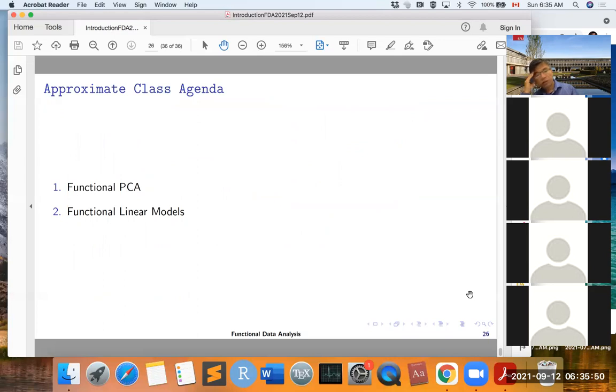For this short course, we will mainly focus on two areas. One is functional principal component analysis. The second is functional linear models. I see these as the two most important areas or tools in functional data analysis. We will cover these two topics in detail, and I will show the R code as well. So this gives you a short introduction to functional data analysis. Let's see if there are any questions.